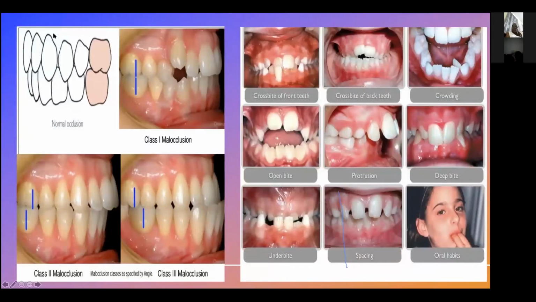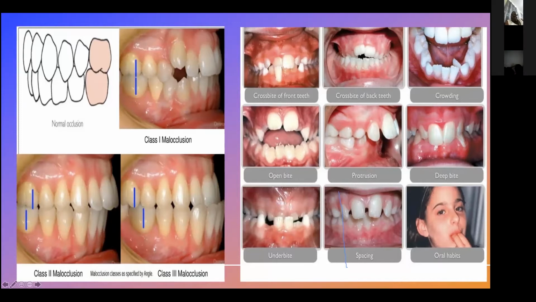It's so important for us to understand why we do what we do and understand the theory behind what we do. Because even in class 1, what is known as a normal occlusion, you can have crossbites of the front anterior teeth. You can have crossbites of the back posterior teeth. You can have crowding of the teeth. You can have what is known as an open bite. You can have protrusion of the anterior teeth. You can have a deep bite. You can have an underbite. You can have spacing.